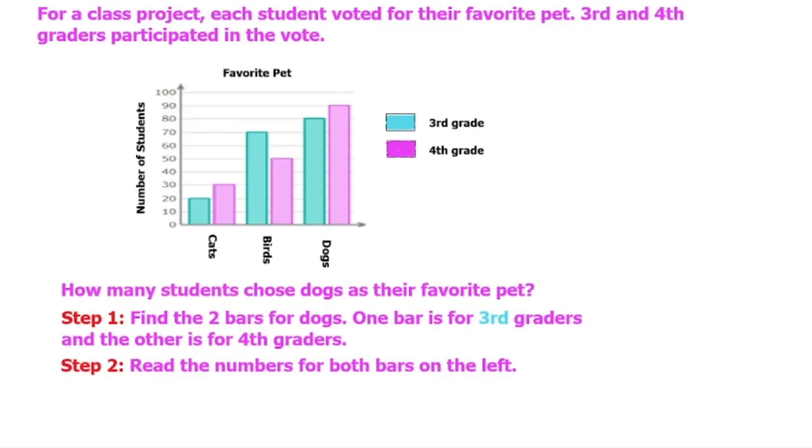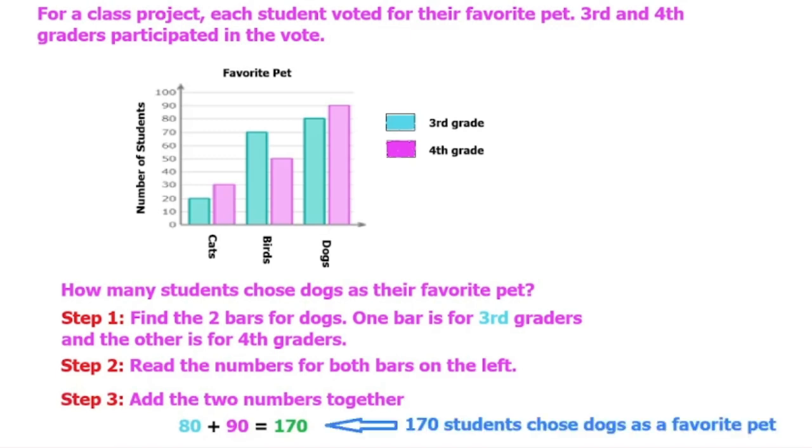So you add those two numbers together. So 80 for the third graders, 90 for the fourth graders equals 170. And the total is 170. So 170 students chose dogs as a favorite pet.